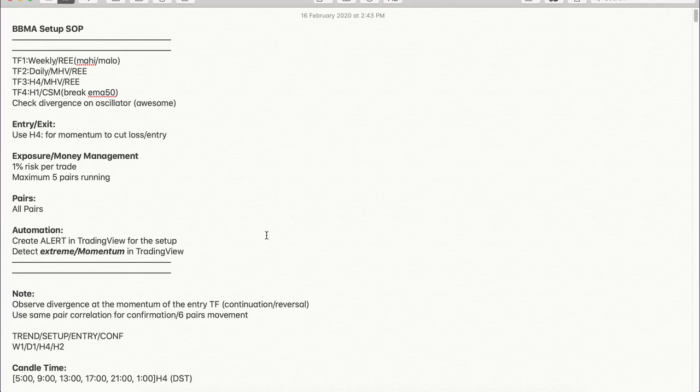Okay, the other part of the trading plan remains the same. We use H4 for entry and exit, and we only trade 1% of our trading account. We only trade 5 pairs at a time, and we trade all pairs. However, we trade the low volatility pairs and major pairs. We still use our TradingView custom indicator to detect the extreme or momentum. But for this SOP, we use our custom indicator to detect the momentum.